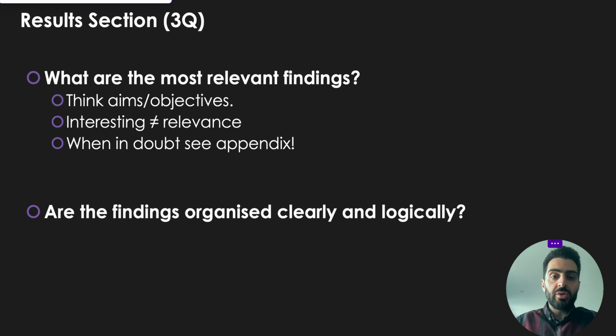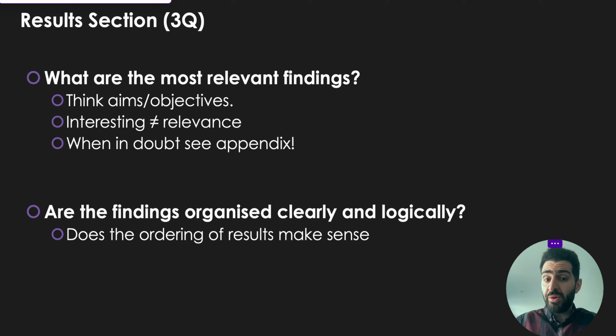So once I've made sure of the most relevant findings, I'm asking myself, are the findings organized clearly and logically? Once again, a thesis is a compilation of years of work. So you want to make sure that the data is presented in a way which flows logically and sequentially. Does the ordering of the results make sense in terms of how you ordered or structured your research questions and aims and objectives? And by the way, this doesn't always have to mimic the order that you actually did the PhD studies in real time.